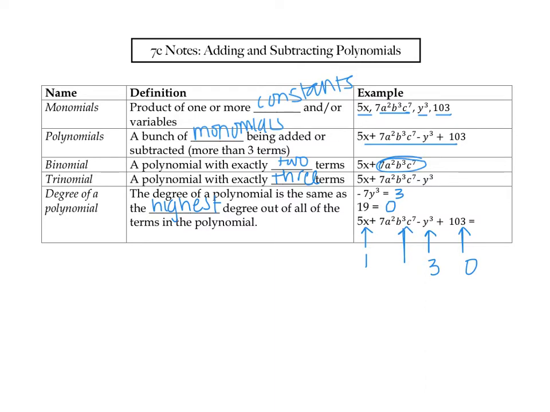Okay? Now, when we're talking about a degree, we need to make sure that we're adding up all of the powers in that term. So we've got a squared, b cubed, and c to the 7th. So we need to add all those up. So when you add all of this together, you get 12. So the highest degree term out of this whole polynomial is 12. So that's going to be the degree of the polynomial.